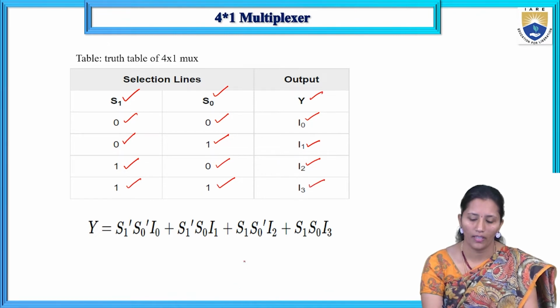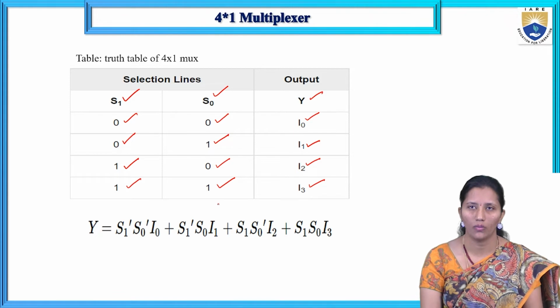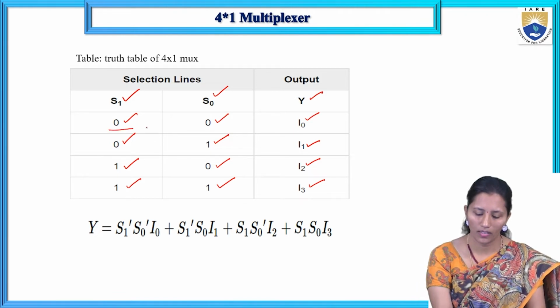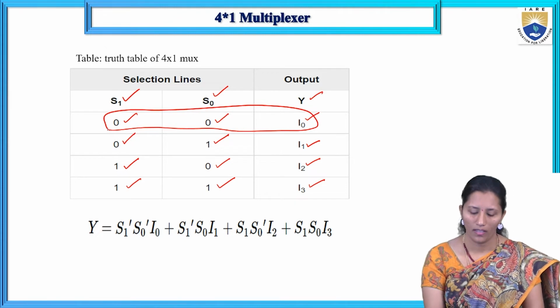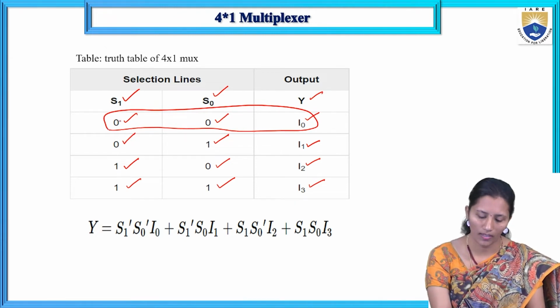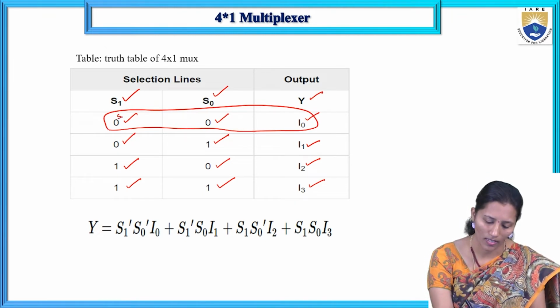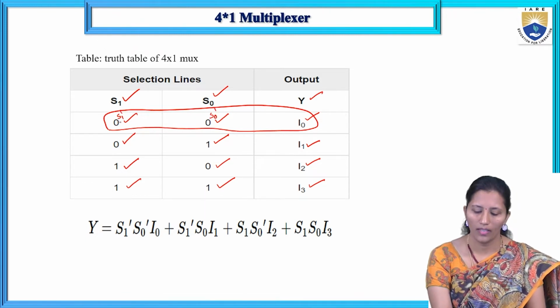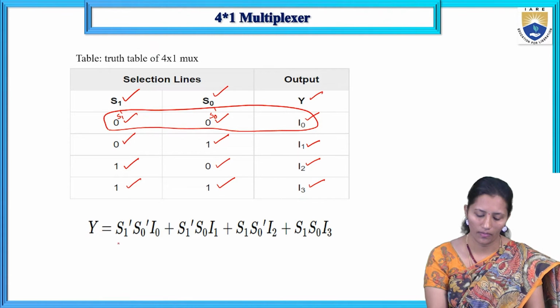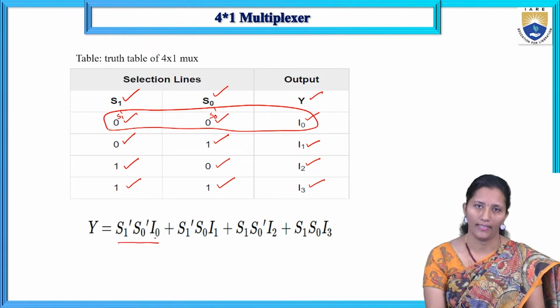Okay. If we write the equation by using the truth table, the first term is this one, and that is nothing but S1 bar S0 bar I0. The first term is S1 bar, S0 bar and I0.